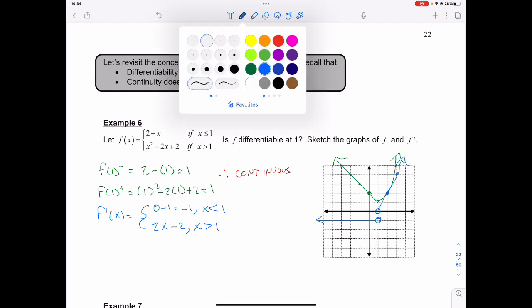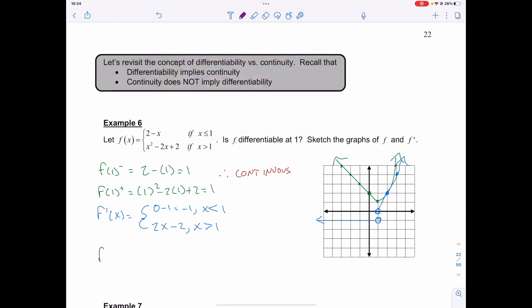Now we can very clearly see that if we tried to do f prime at 1, then that's going to be negative 1 when x is less than 1, and it's going to be 2 times 1 minus 2, or 0, when x is greater than 1, which means that this is not differentiable at x equal to 1.